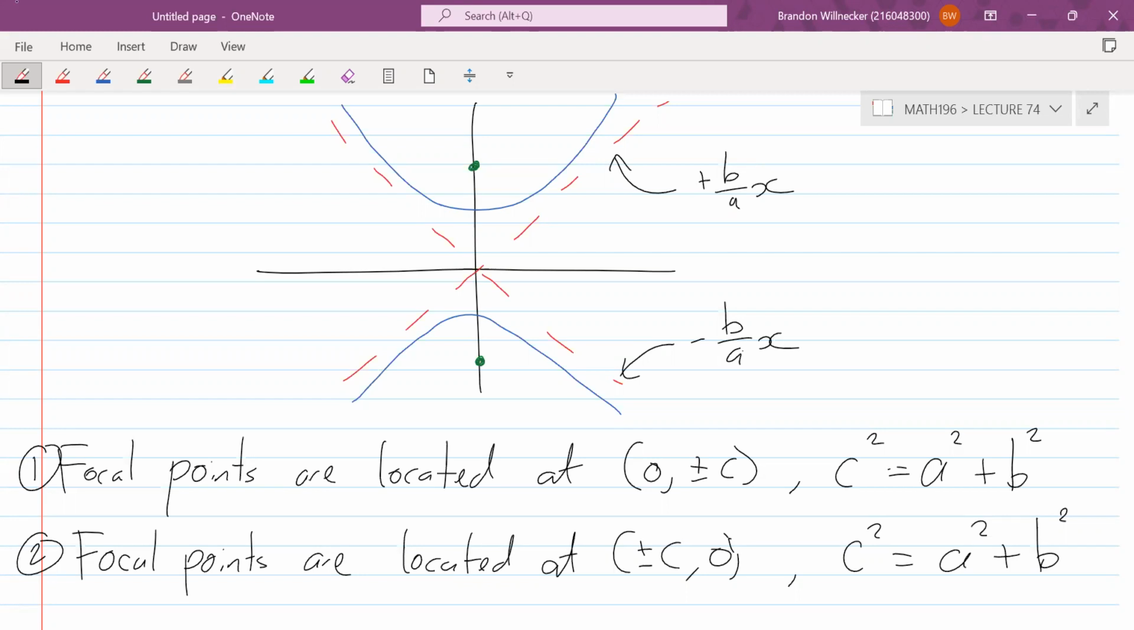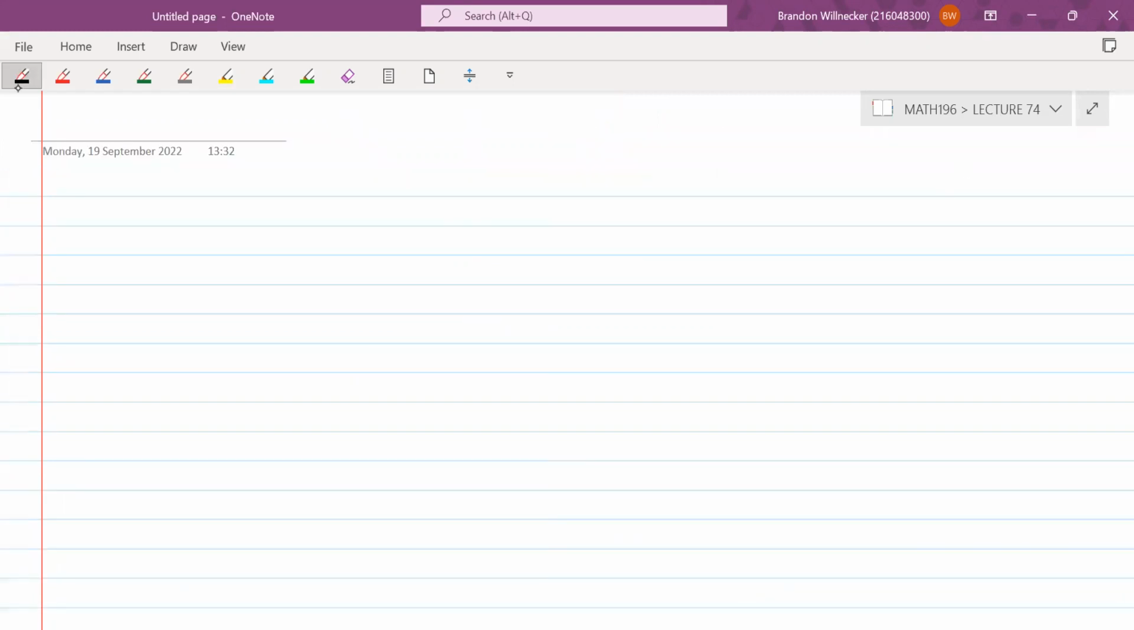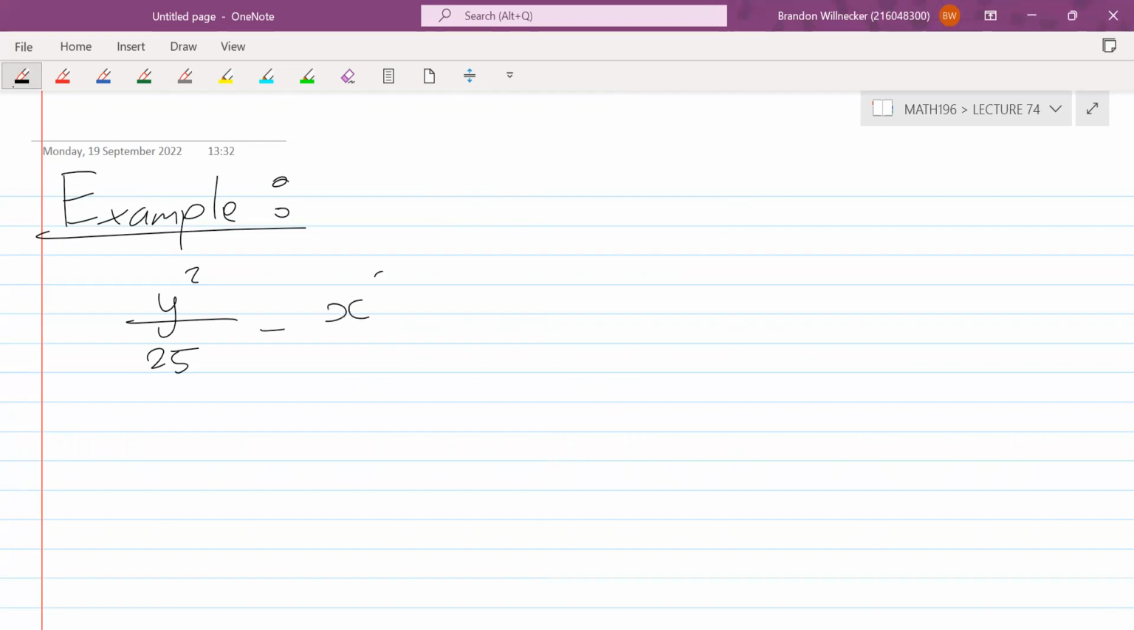Okay, so let's have a look at an example of sketching a hyperbola. Okay, so let's say we have y squared over 25 minus x squared over 9 is equal to 1. Okay, so we know it's a hyperbola because we got the minus in the middle. If that was a plus, then it would be an ellipse.